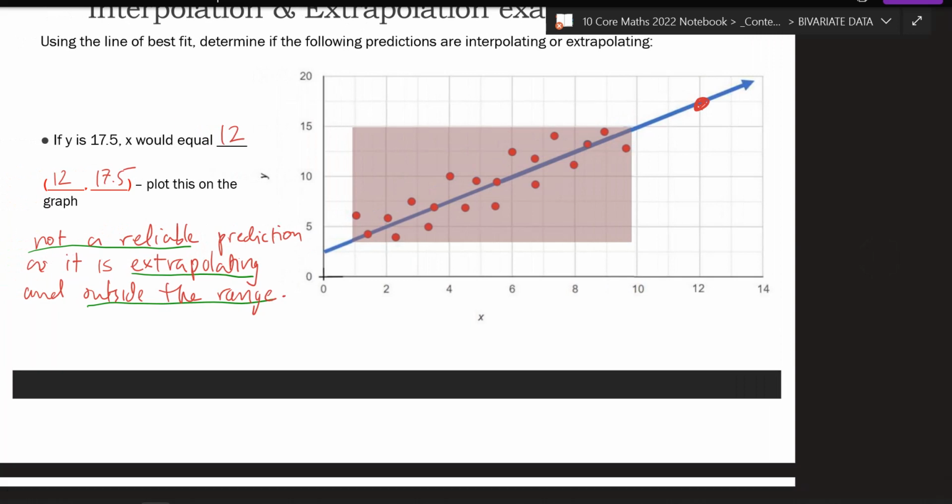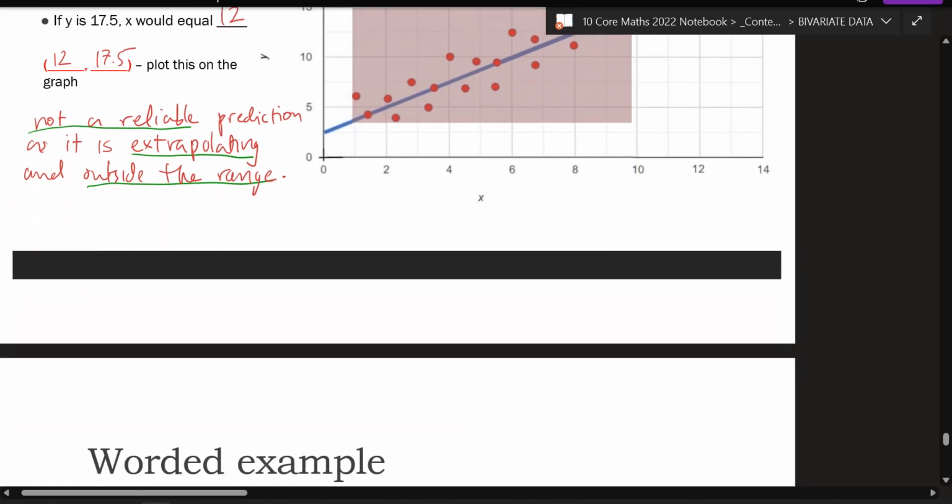All right, last example. You guys ready? Final example. All right, here we go. Worded example.